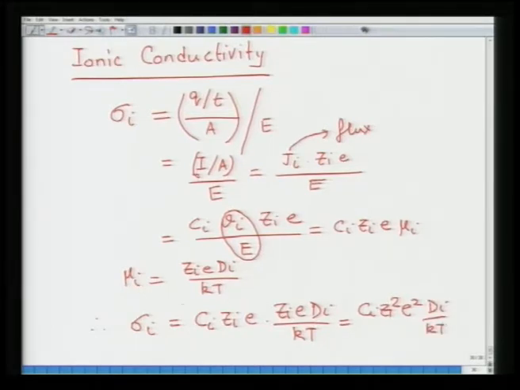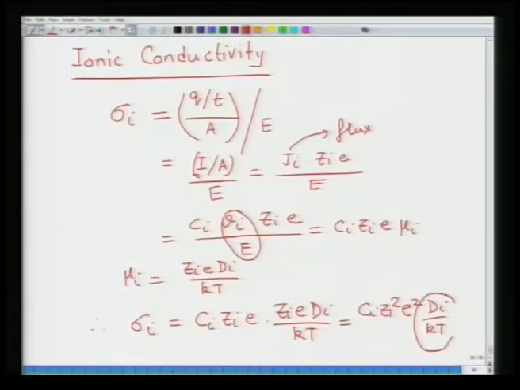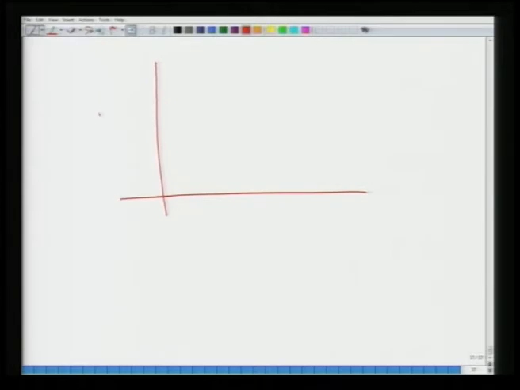So, conductivity in ionic systems depends upon concentration, of course. Concentration of carriers or defects is important, but it depends very strongly upon temperature, because this D_i is a very strong function of temperature. So, now when you plot log sigma_i versus 1 by T, this tends to vary like this, and this is nothing but your slope, which is nothing but minus Q by k.